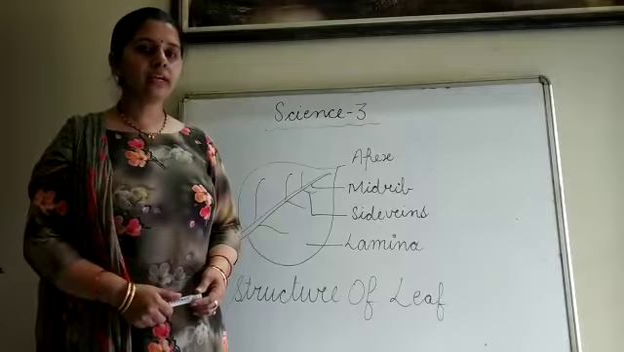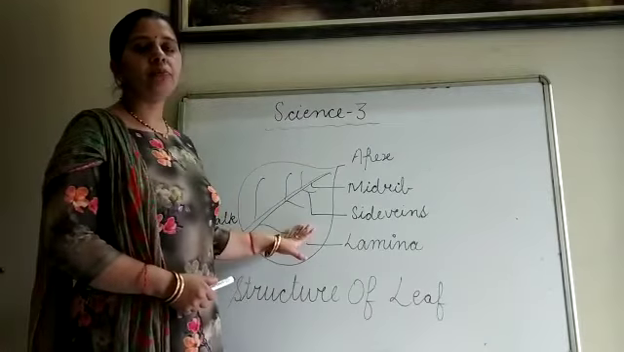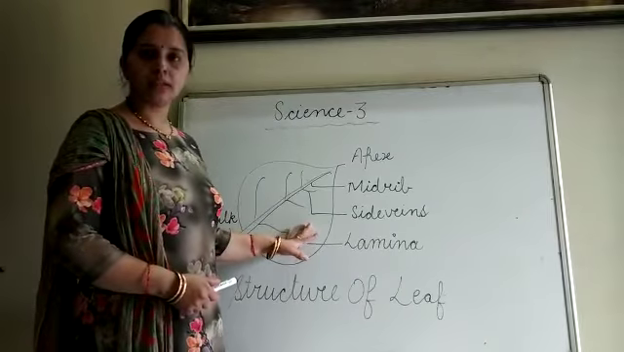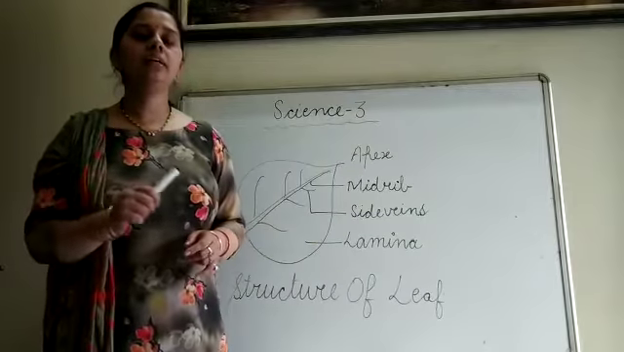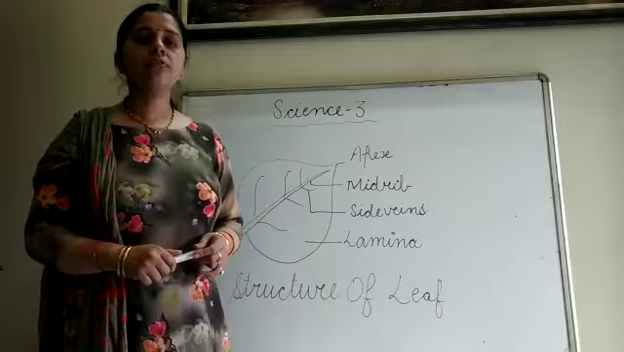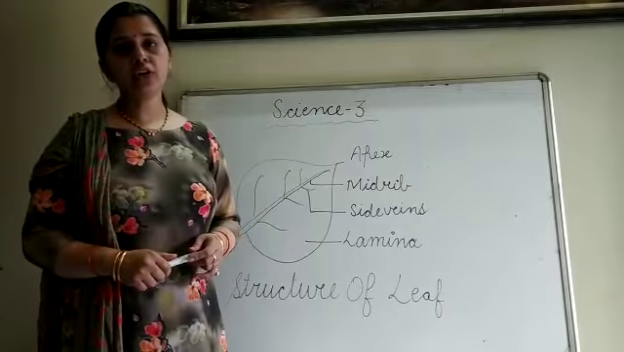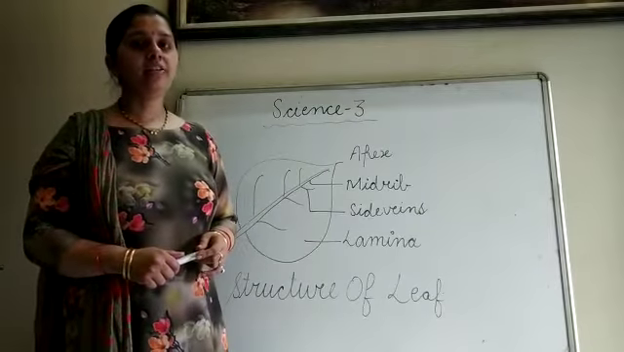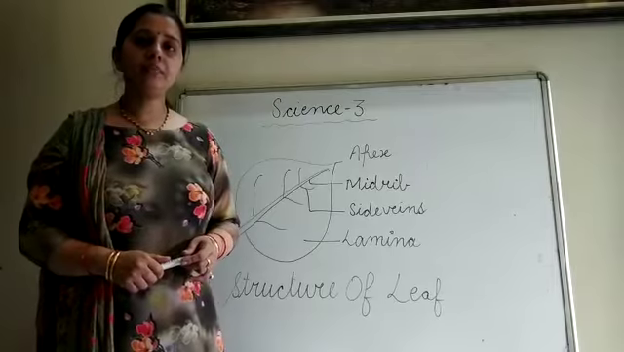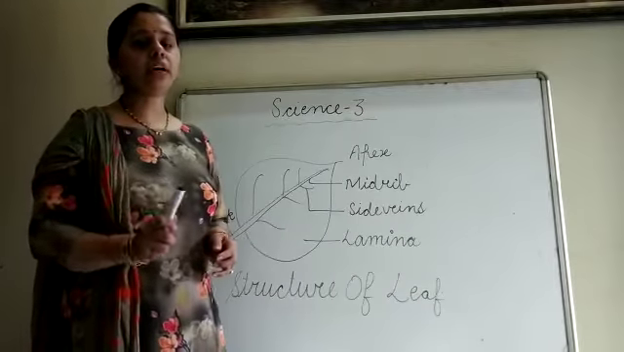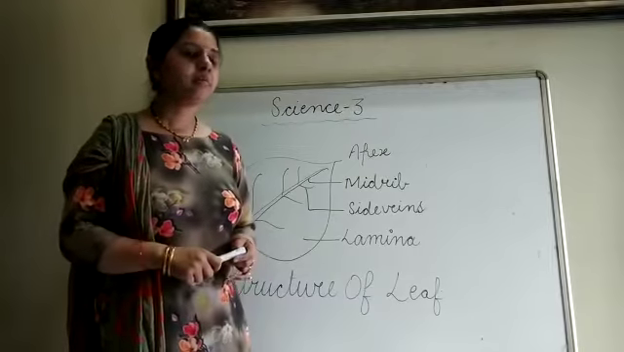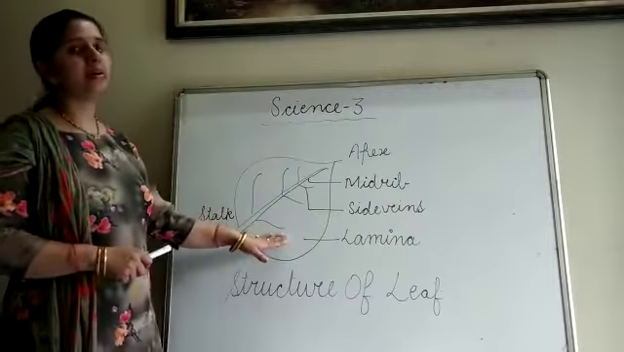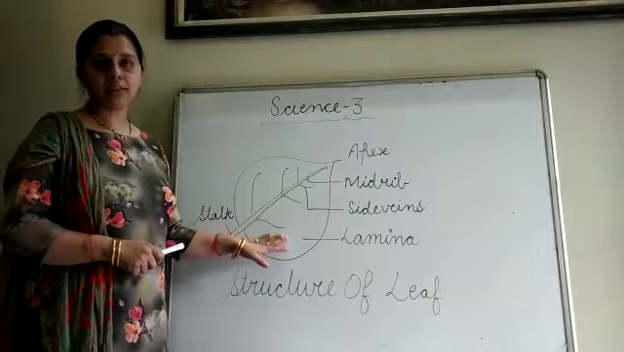So as you know, the leaf is the important part of the plant because the leaf makes food for the plant. The leaf is a food factory of the plant, or you can say that the leaf is the kitchen of the plant. So the leaf is the most important part of the plant because the leaf makes food for the plant.